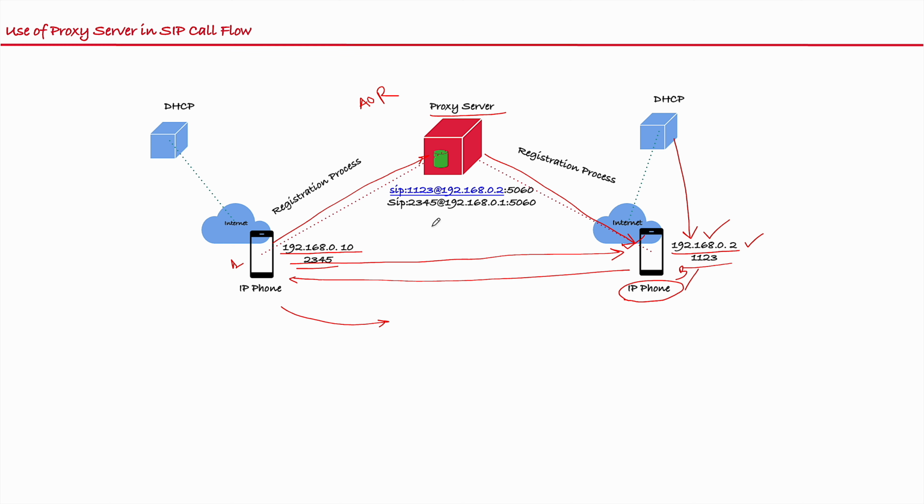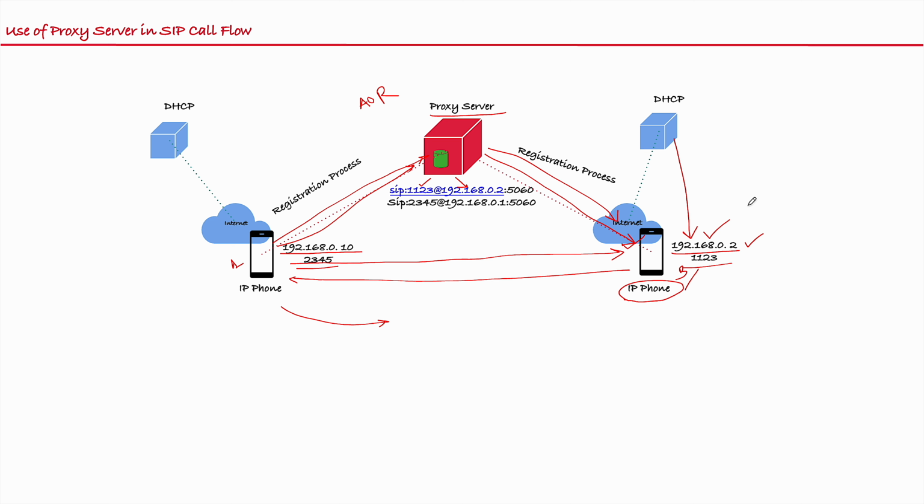Now, the proxy server has both the phones' addresses of record. So, when the proxy server gets a request from any phone, it searches its database based on the dial number and routes the call to this destination, whatever IP address is associated with this dial number. So this is all about the call flow through the proxy server.